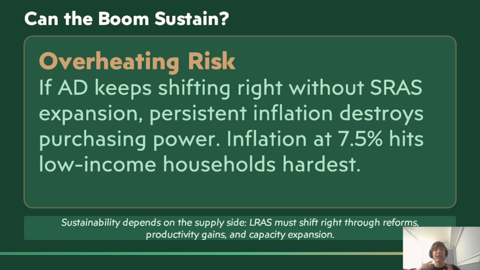One of the risks, an important one, is called overheating risk. If AD keeps shifting right without short-run aggregate supply expansion, persistent inflation destroys purchasing power. Inflation at 7.5% hits low-income households hardest.